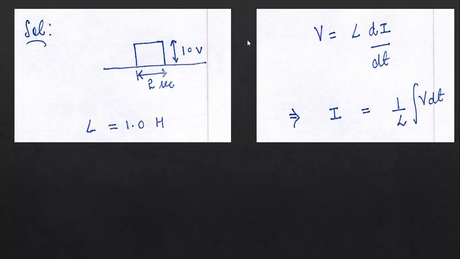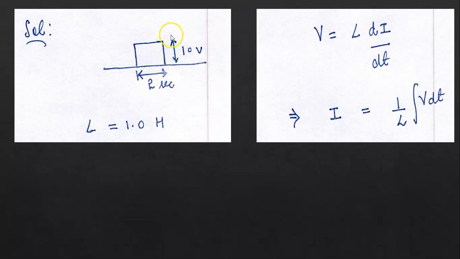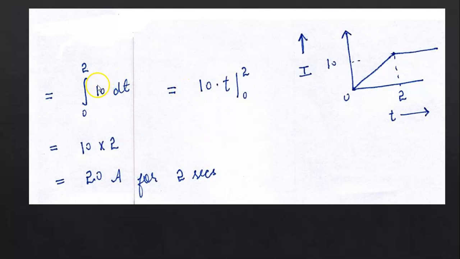We will be using the formula V = L di/dt, so i will be the integral of (1/L) V dt. L is constant, so it will be out of the integral, so it will be (1/L) integral V dt. Now the voltage waveform is given by 10 volts for 0 to 2 seconds, and beyond 2 seconds it is 0, and before 0 it is 0. So the integral will be only from 0 to 2 of 10 dt, so it will be 10t from 0 to 2, so that will be 10 into 2, that is 20 ampere for 2 seconds.